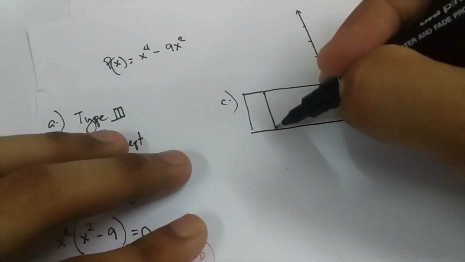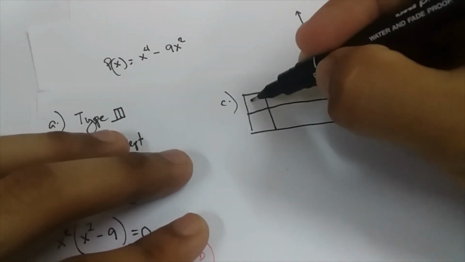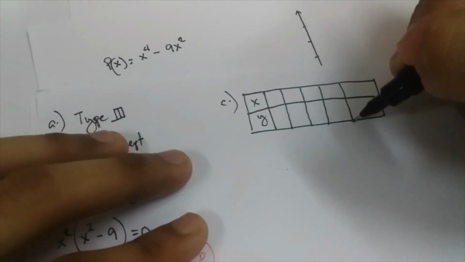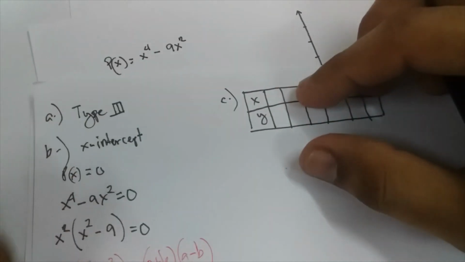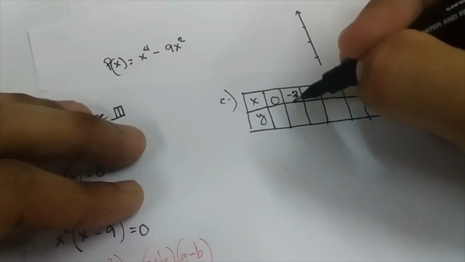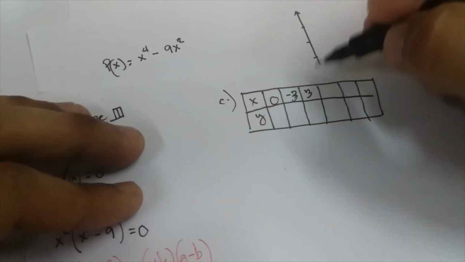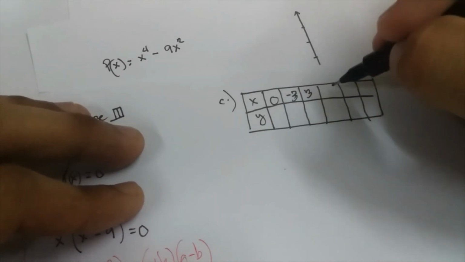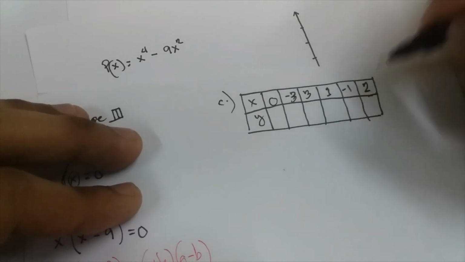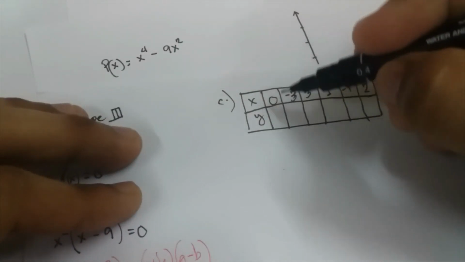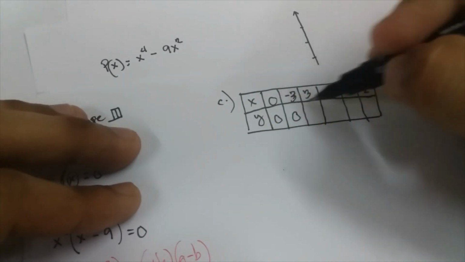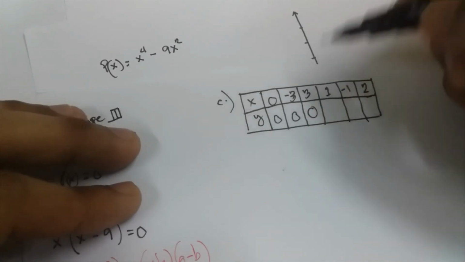So we can write this one as this one. So x and y, we'll copy first our x-intercepts. Our x-intercepts are 0, negative 3, and 3. So I can have any arbitrary numbers here, 1, negative 1, or 2. Okay, so when x is 0, we know that y is equal to 0. When x is negative 3, your y is also 0. When x is positive 3, we know that y is also 0.